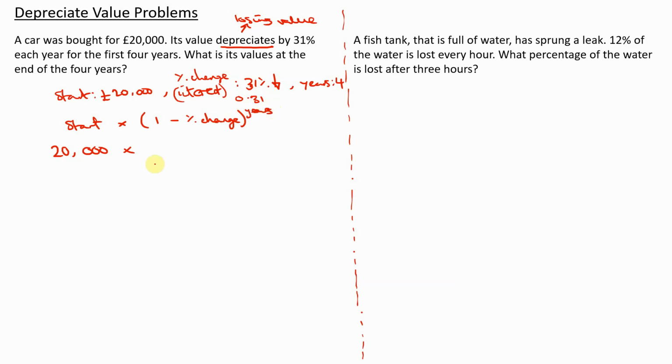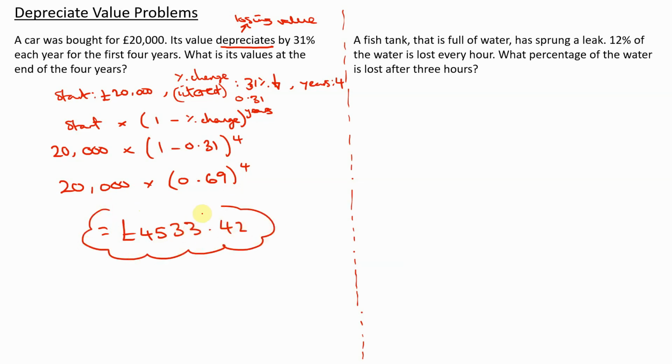There we go. So 1 take away the percentage change this time. So 1 take away 0.31 to the power of 4. So you might want to simplify that to 0.69 to the power of 4. And we do that because once something decreases by 31%, the actual percent left of it is 69%. And that is going to absolutely decrease loads and take us to £4,533.42. That's gone down in a load of value, less than a quarter of it. Okay, and then same for this one.